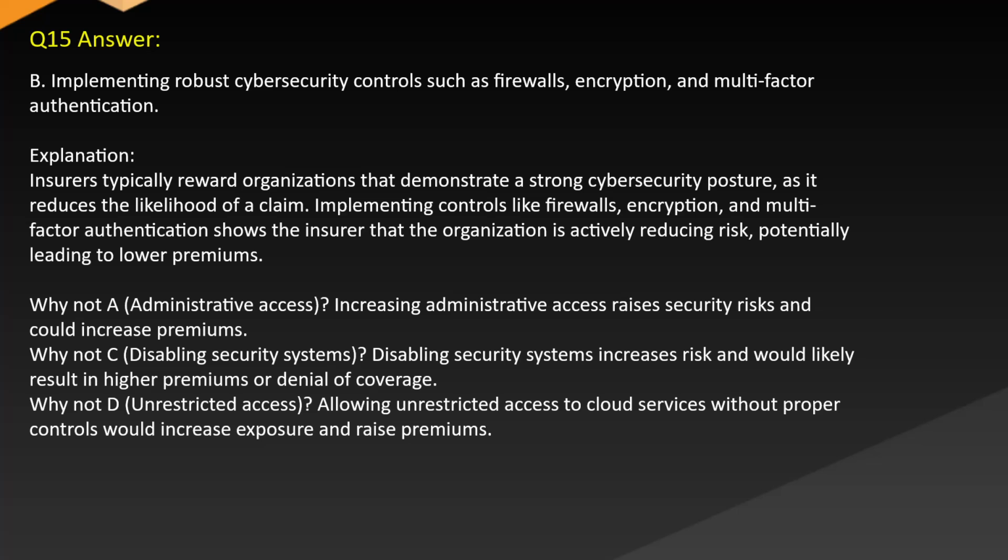Explanation. Insurers typically reward organizations that demonstrate a strong cybersecurity posture as it reduces the likelihood of a claim. Implementing controls like firewalls, encryption, and multi-factor authentication shows the insurer that the organization is actively reducing risk, potentially leading to lower premiums. A. Administrative access. Increasing administrative access raises security risks and could increase premiums. C. Disabling security systems. Disabling security systems increases risk and would likely result in higher premiums or denial of coverage. D. Unrestricted access. Allowing unrestricted access to cloud services without proper controls would increase exposure and raise premiums.